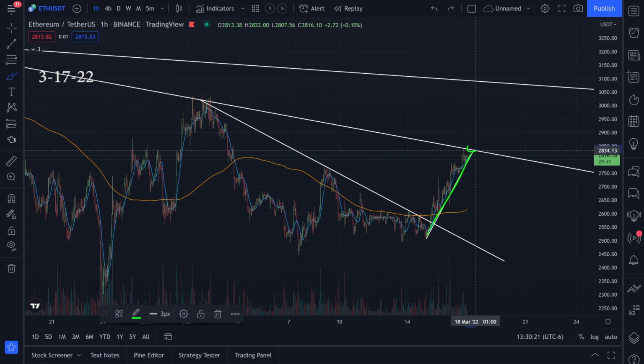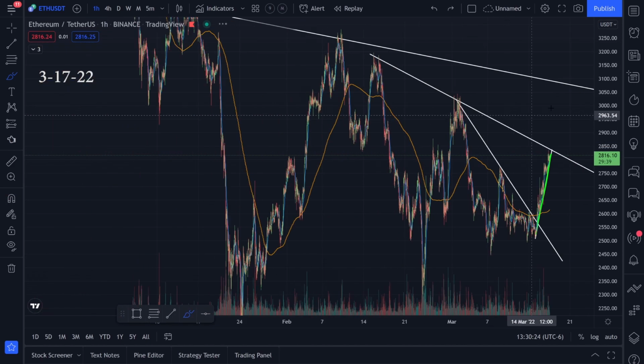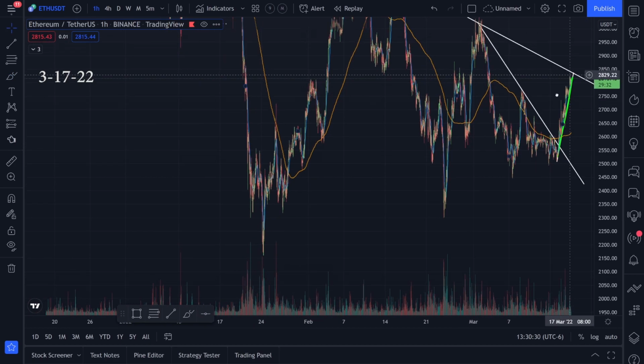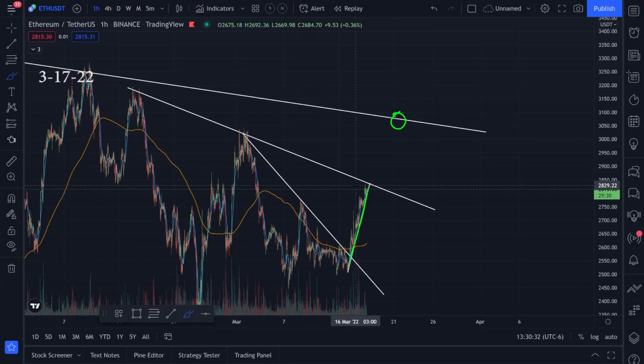I think if we break to the upside though, then we could start looking at that third downtrend right here, maybe sitting around 3,074. It just depends how fast or slow we go. If we go slow, it could go something like this. If we go fast, it could go something like that. So it really just depends on how fast or slow we go.